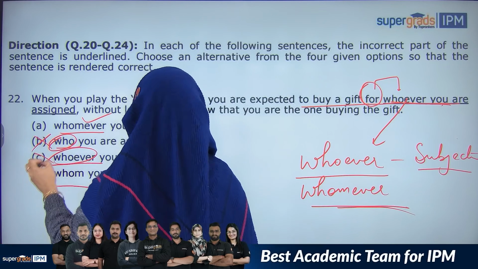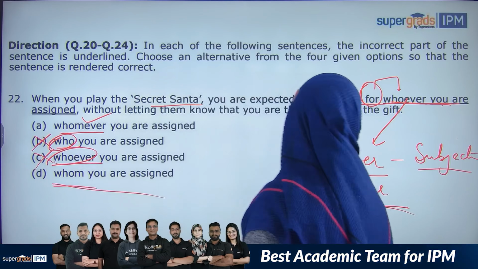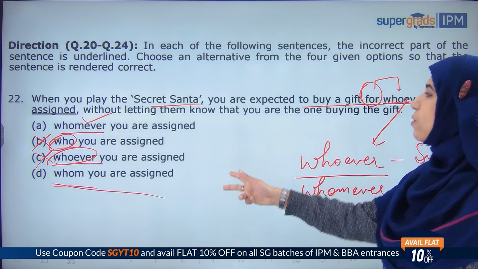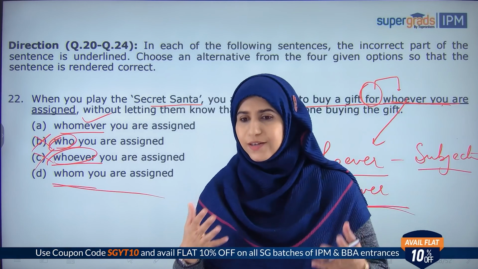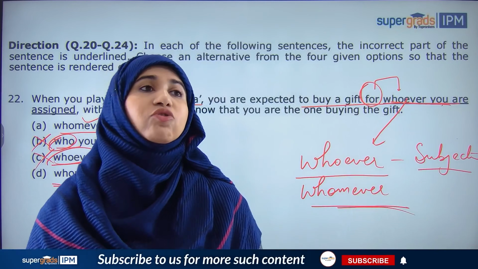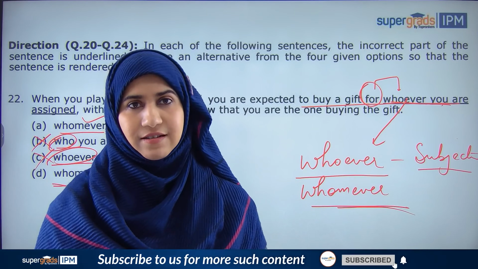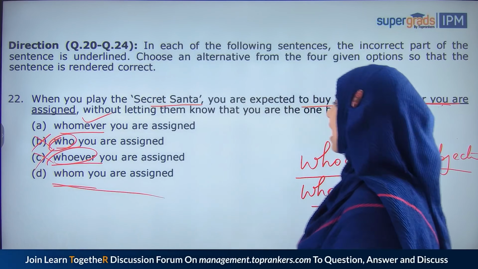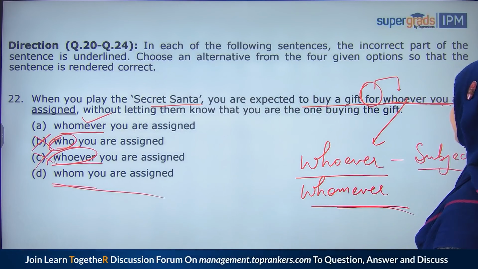Whoever नहीं हो सकता. To buy a gift for whom you are assigned, again, ever is important because you are absolutely clueless, right? तो जिसको भी, इसीलिए whomever would be a better choice as compared to whom. I hope it is clear. All right.